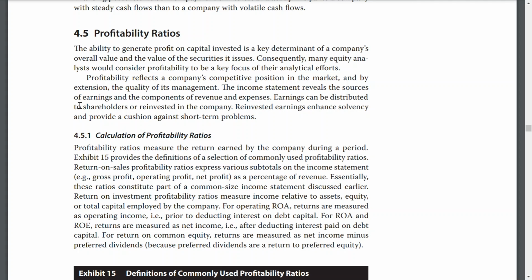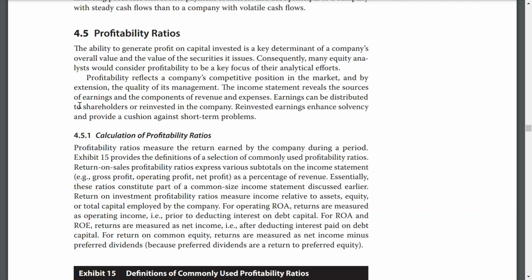The income statement reveals the sources of earnings and the components of revenue and expenses. Earnings can be distributed to shareholders or reinvested in the company. Reinvested earnings enhance solvency and provide a cushion against short-term problems. Calculations for profitability ratios: profitability ratios measure the returns earned by a company during a period. Exhibit 15 provides the definitions of a selection of commonly used profitability ratios.